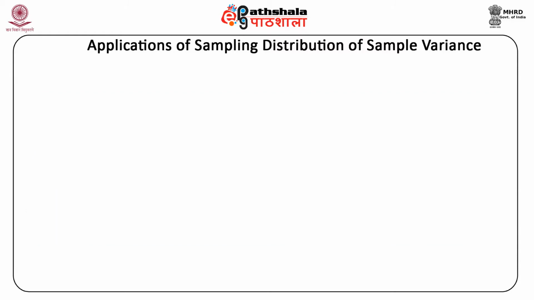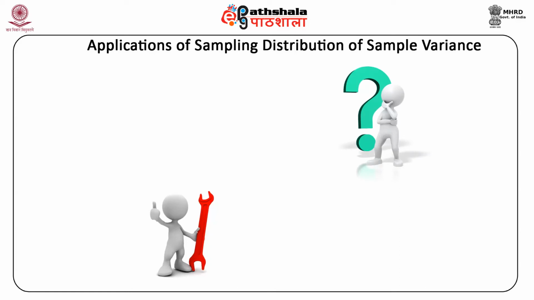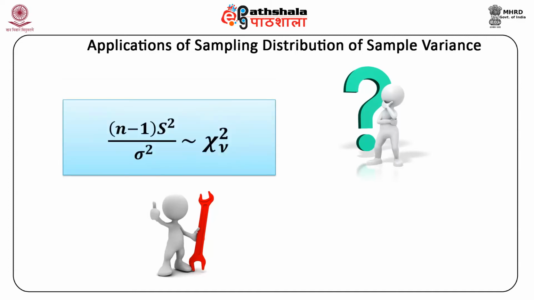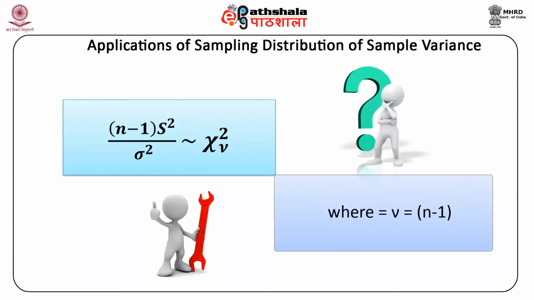If a sample is drawn from a normal population with mean mu and variance sigma square, and the sample variance S square is obtained from the sample observations, then the statistic constructed as n minus 1 whole into S square upon sigma square follows a chi-squared distribution with n minus 1 degrees of freedom. That is, n minus 1 into S square upon sigma square is distributed as chi-square with nu degrees of freedom, where nu is equal to n minus 1.